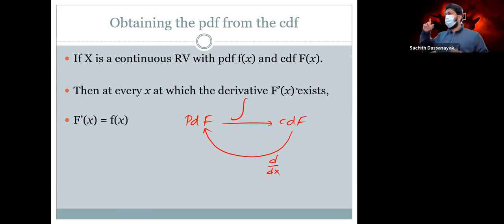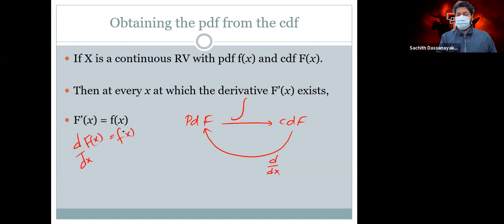You know how to denote the derivative using a dash, right? F dash x means the first derivative. So capital F dash x, which means d over dx of F(x), equals the PDF, f(x). Don't mix up capital F and simple f. Capital F means CDF. Simple f means PDF. Okay.